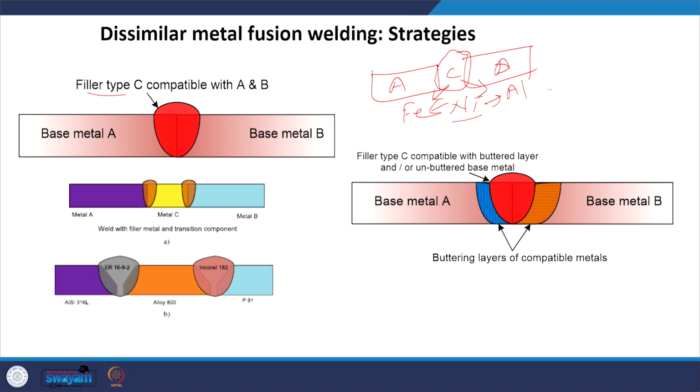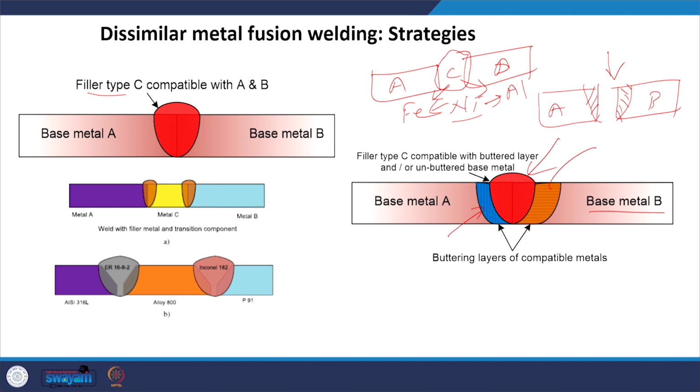The second approach: let us isolate A and B from each other. So, we use cladding layers like this. Cladding layers of compatible metals help to isolate A and B from each other, and then a filler of any suitable material is used. So, a suitable cladding or buttering layer is deposited. There is one buttering layer deposited on metal B and another buttering layer deposited on metal A, and it is ensured that both these buttering layers are compatible with the filler metal C, so that later on the metallurgical issues are not encountered.